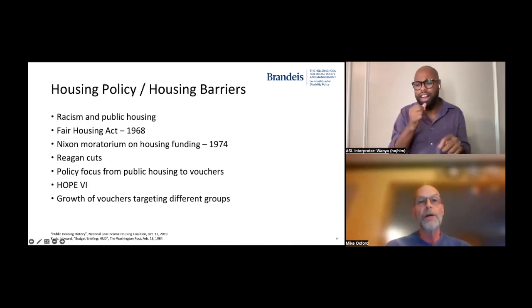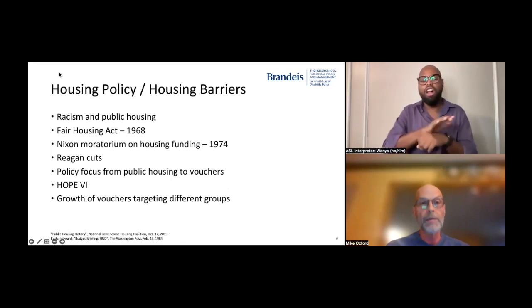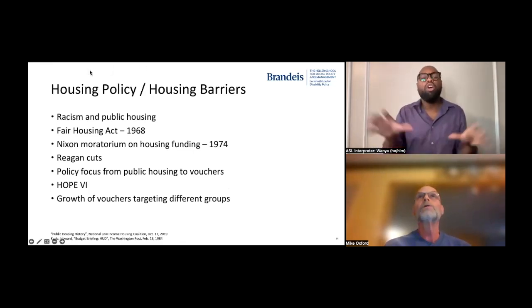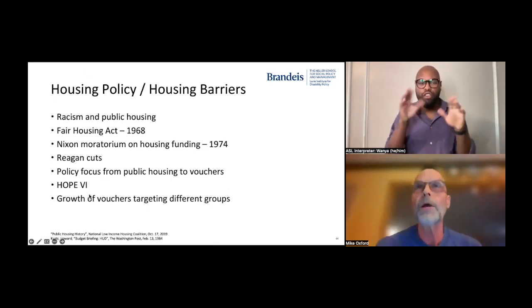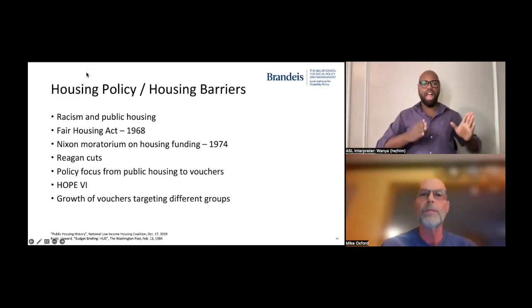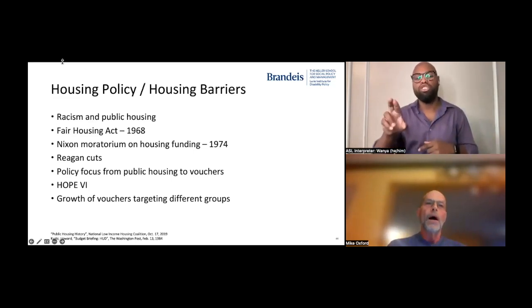And then a few years later, by 74, the Nixon administration put a moratorium on funding for public housing. That continued. President Reagan cut more, changed the focus from bricks and mortar kind of housing and public housing to the sort of voucher system that we're seeing today there.